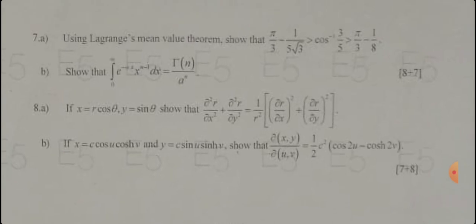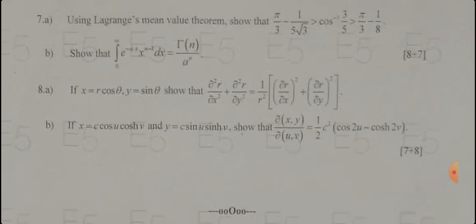8th A bit, x is r cos theta, y equal to r sin theta. Then show that the result holds. Directly do the partial differentiation and you will get your answer. Second time differentiation, dou square r by dou x square plus dou square r by dou y square is equal to 1 by r square into something. So that is how you use the differentiation rule.